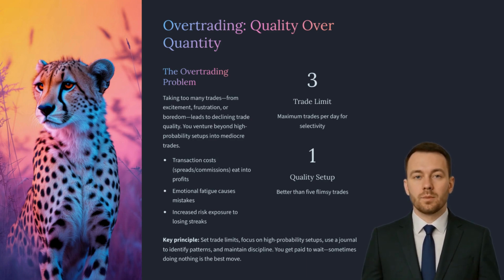Focus on high probability setups. Quality over quantity is the mantra. Develop criteria for what constitutes an A-grade trade setup for you. Could be a confluence of signals, a certain risk-reward ratio, etc. Commit to trading only those scenarios. It's better to take one solid trade than 5 flimsy ones. By waiting for clear signals that fit your strategy, you automatically cut down on impulse trades.